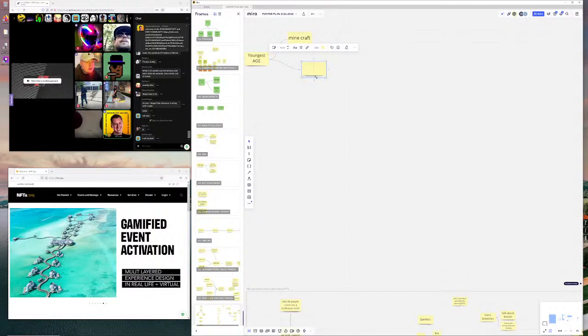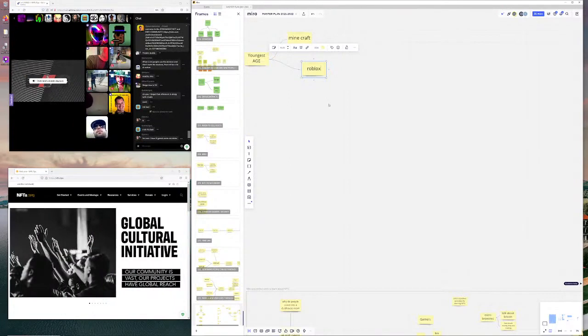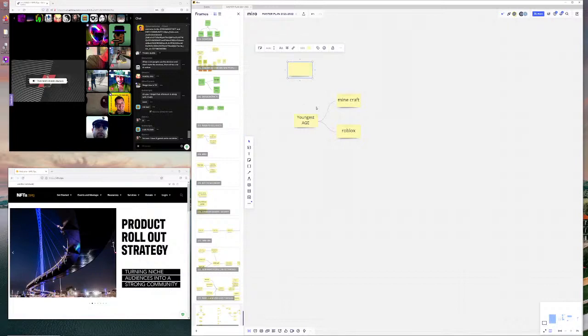No, but hold on. Let's work this out. Minecraft and what was the other one? Roblox. They're big into the metaverse. I know. They understand marketplaces, digital assets, and everything else. This is the youngest age. I'm going to put 5 years old.